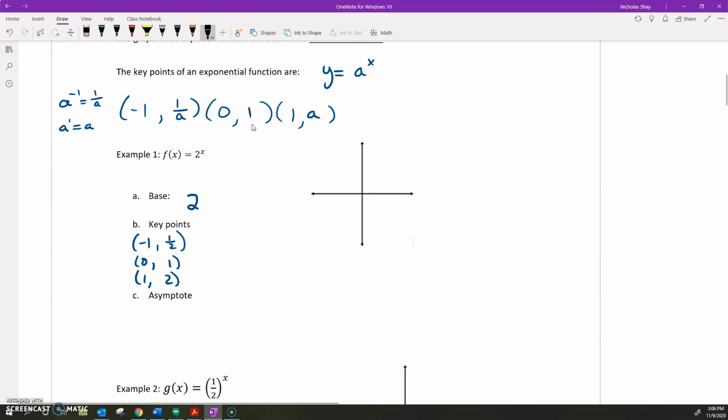So if I look at this and we graph these points, we're going to have (-1, 1/2), (0, 1), and (1, 2). And an exponential function has this kind of upward swooping shape to it. Now, a base 2 exponential function will also have a horizontal asymptote at y equals 0. So there is an asymptote at y equals 0.